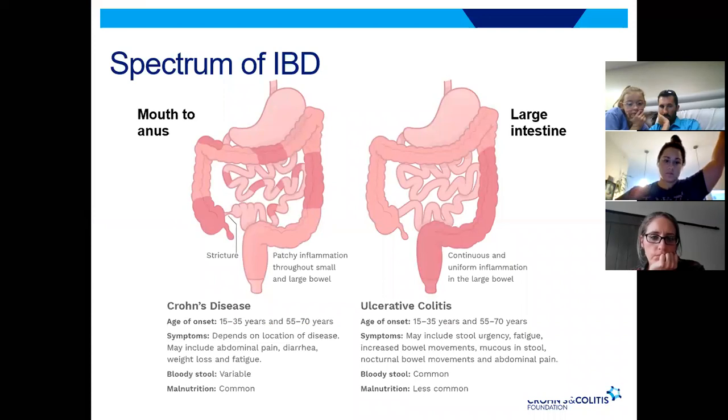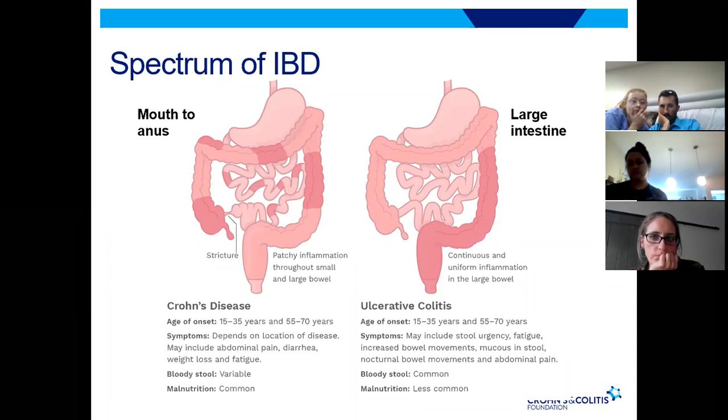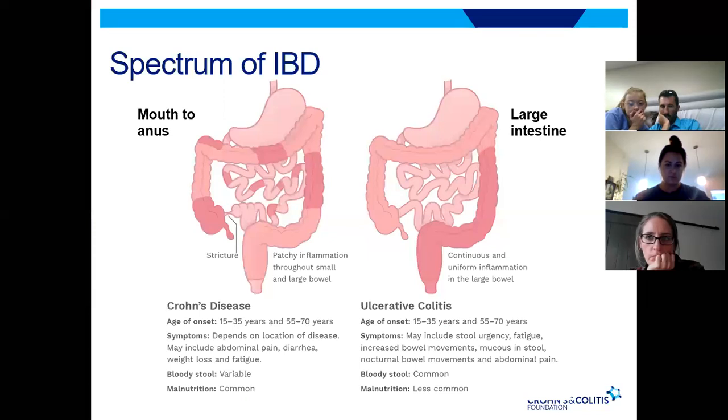Crohn's disease, as I said on the first slide, can involve anything from the mouth to the anus, where ulcerative colitis, on the right, only involves the colon. Ulcerative colitis starts in the rectum and goes all the way up in a continuous and contiguous fashion until it's done. There are no skip lesions in ulcerative colitis, whereas Crohn's disease can involve the colon, the small intestine, the stomach, the esophagus. There are usually more skip lesions.